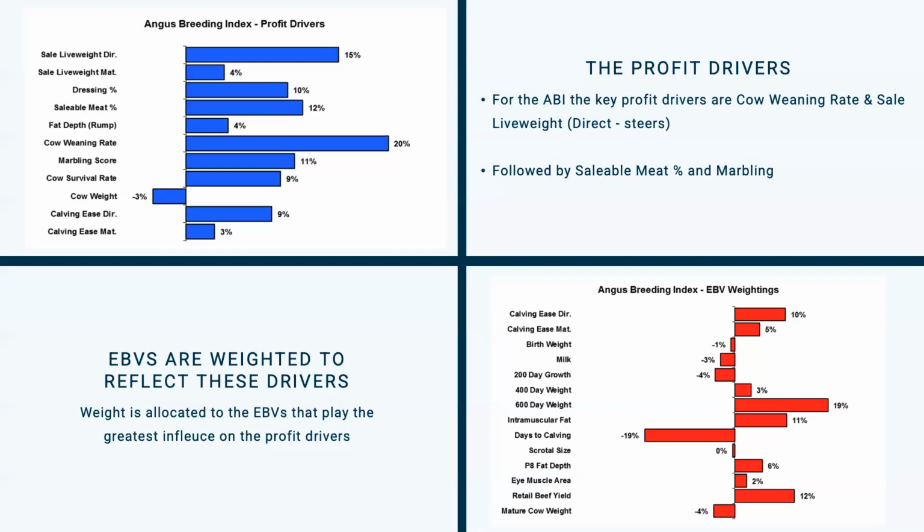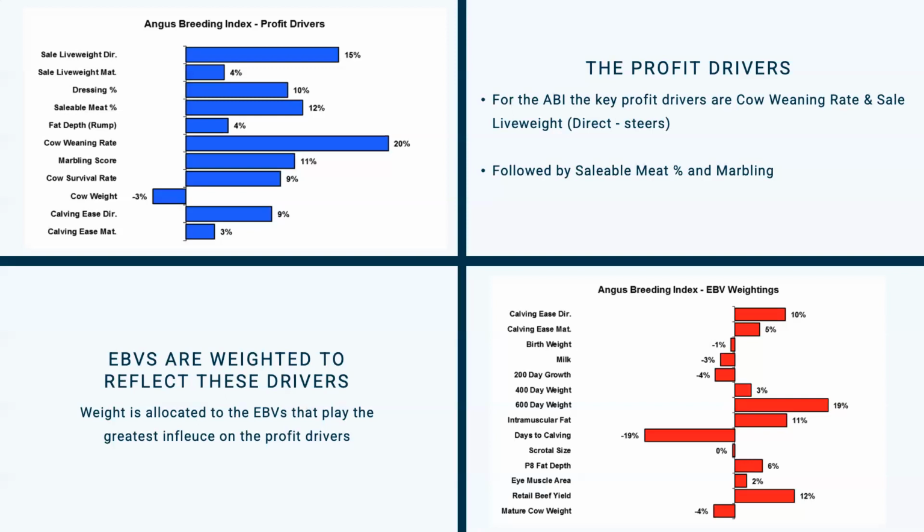We then put some weighting against the EBVs. So instead of you standing in a dusty set of cattle yards looking at bulls and trying to say, well, he's got so much for 400 day, but so much for 600 day, but how big is his cow weight? The index does it for you already.